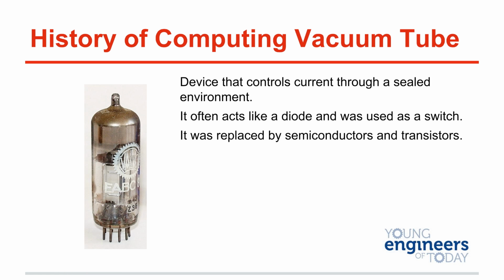Now, this is what is considered a vacuum tube. Vacuum tubes make computers possible. The size and cost make computers expensive and massive, though. This device controlled current through a sealed environment, okay? You used to use vacuum tubes for all types of things, but it made everything really expensive. It acts like a diode and was used as a switch. It was replaced by semiconductors and transistors.